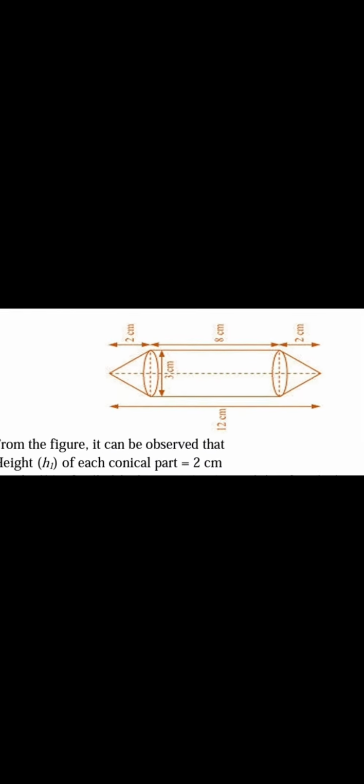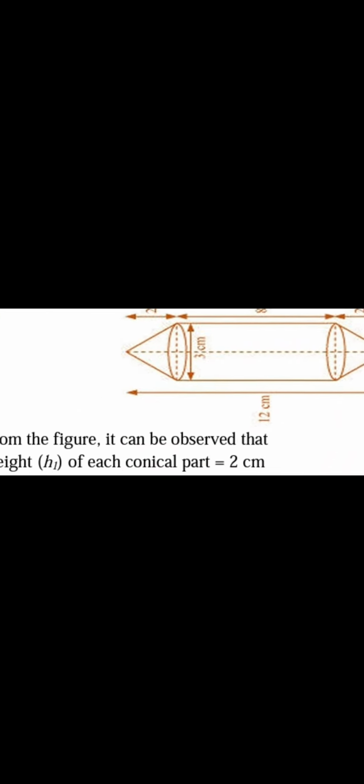Now let me tell you how we can find the volume. Very simple thing. In the middle one cylindrical part is there and two cones are there. The volume of one cone is 1 by 3 pi r square h. So for two cones, 1 by 3 pi r square h plus 1 by 3 pi r square h, that is 2 by 3 pi r square h, plus the cylinder's volume, just pi r square h.